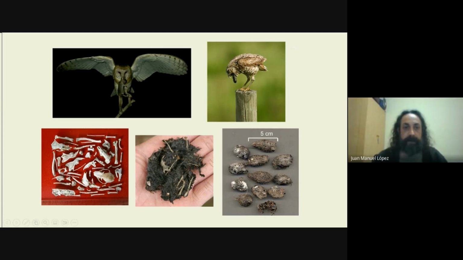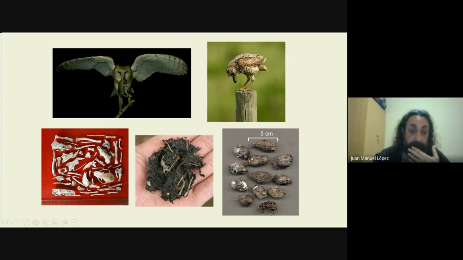What they do is take the prey and eat all the prey, and afterwards they vomit the hair and the other parts, like bones, that they can't digest. And you can find here this thing that is called a pellet. There are pellets from a bird of prey, and inside the pellets, which are mainly hair and bones, you can find these small bones.